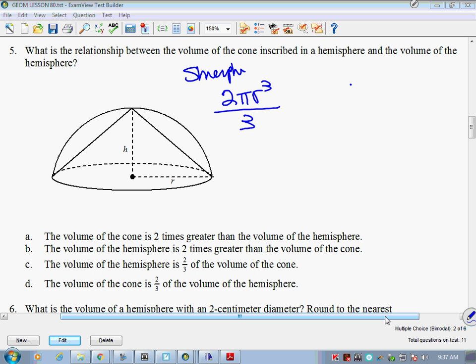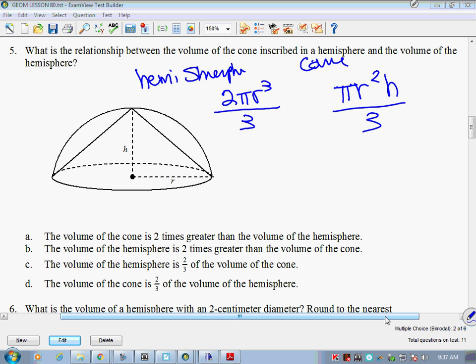Circumference? Pi r squared. Okay, so you said it was pi r squared times height, right? Is that right? And you said it was divided by 3? Is that correct? All right.